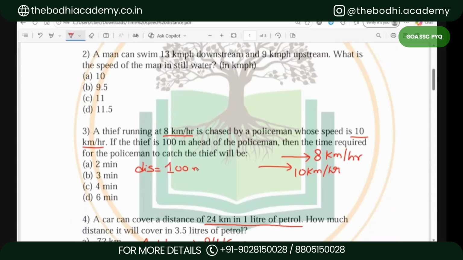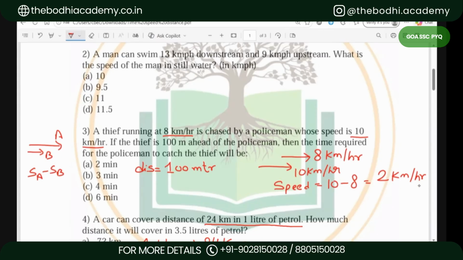Distance is 100 meters. And speed will be what? Effectively, this is 8 km per hour, this is 10 km per hour. So speed will be 10 minus 8, so it will be 2 km per hour. Because what I had told, if it is in the same direction, this is A, this is B, then speed of A minus speed of B.